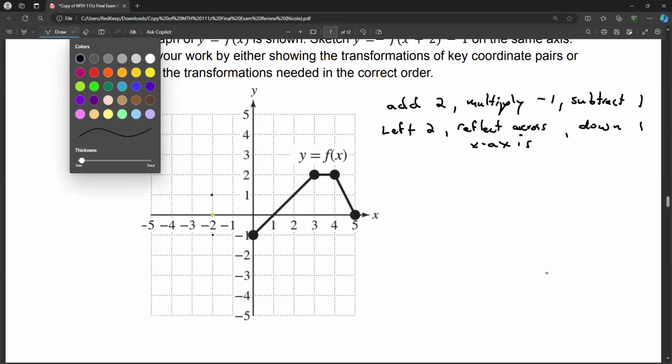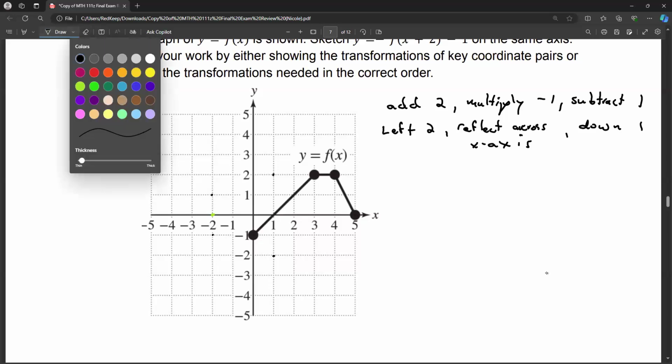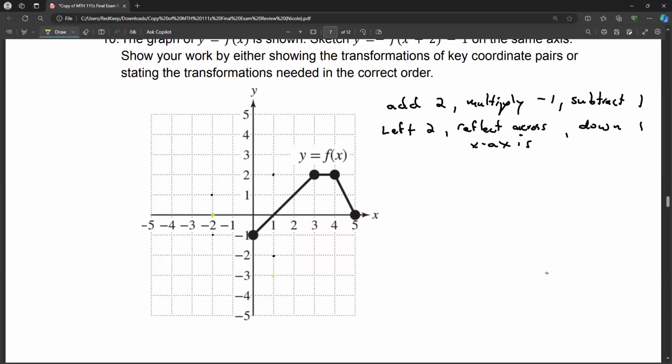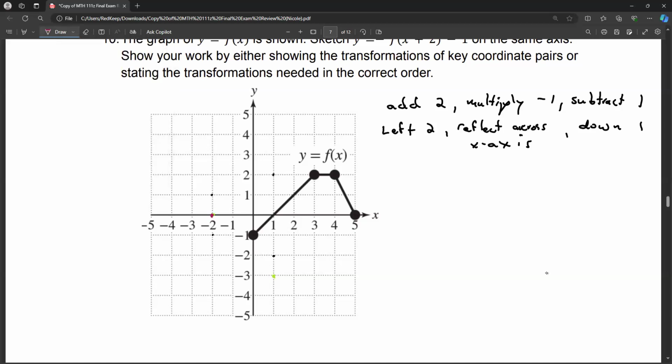Perfect. My next point I'm going to worry about here is the point 3, 2. So 3, 2 is going to move to the left 2, reflect across the x-axis, so it'll move down here. And then the final place for it will be down 1. So we're going to land on, let me choose a different color here that stands out a little bit more, x is 1 and y is -3.